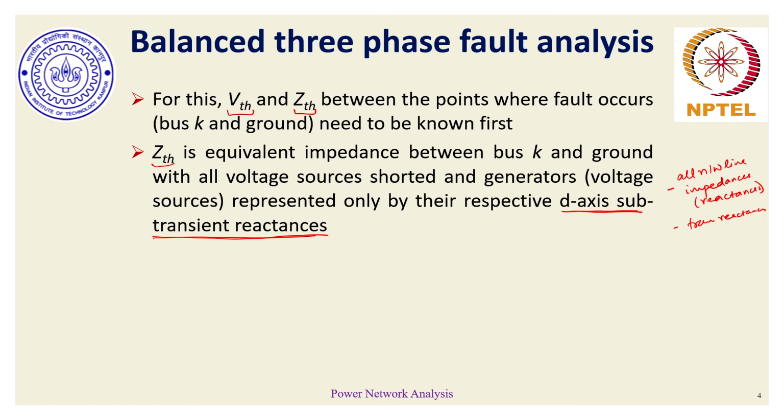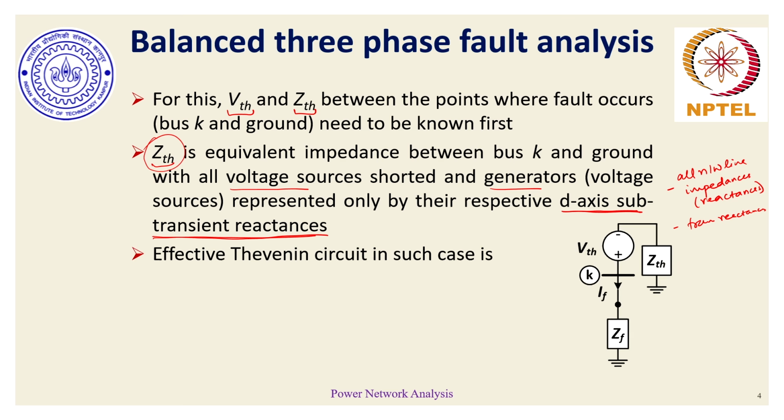And while finding the Thevenin circuit, we have to be careful in shorting all voltage sources, with generators being represented by the direct axis subtransient reactances. So this part needs to be considered carefully. We'll also understand this aspect while we discuss a numeric example towards the end of this lecture.